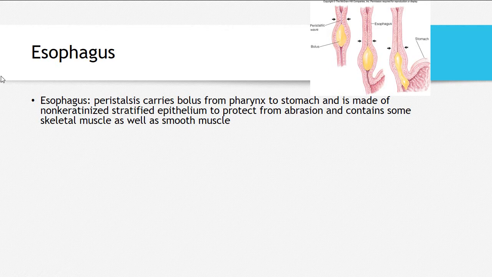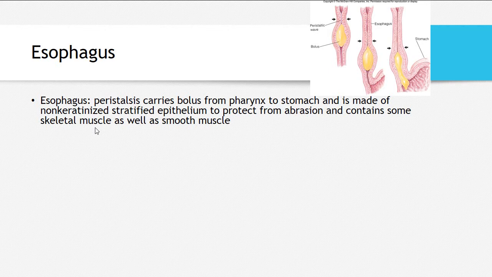You'll notice that some of the muscularis externa is going to be skeletal muscle. Others are going to be smooth muscle. The ones that are closer to your pharynx are going to be skeletal muscle. That's why we voluntarily swallow things. While towards the end of it, it's going to be smooth muscle instead.